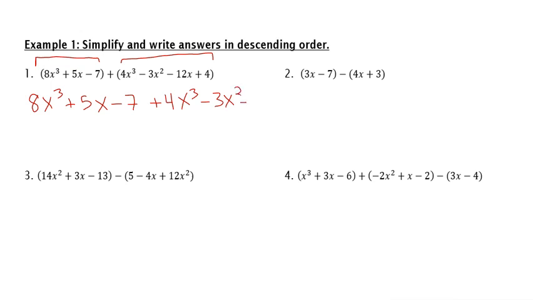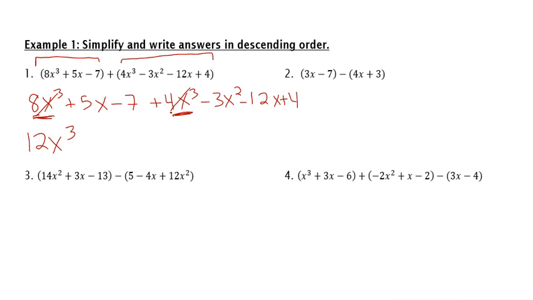Anytime we're adding or subtracting terms, all we're going to do is find terms with the same variable and the same exponent for that variable, and just add and subtract the values in front. The values in front, again, are called coefficients, right? So in this case, 8x cubed plus 4x cubed would be 12x cubed. I like to cross them out as we go. We can just go from left to right and then rewrite them in descending order if we want to.